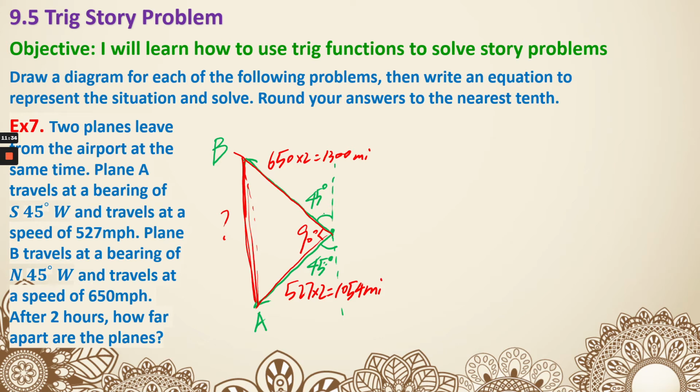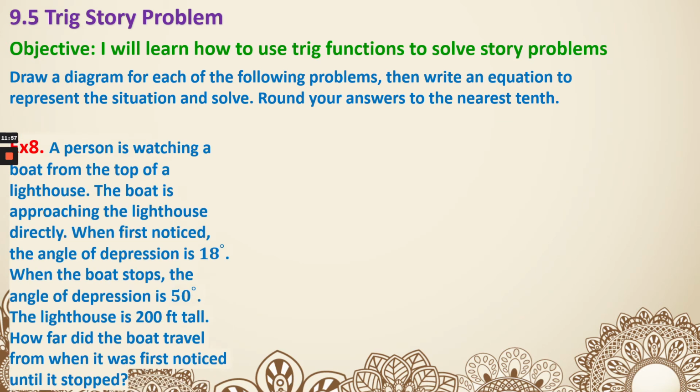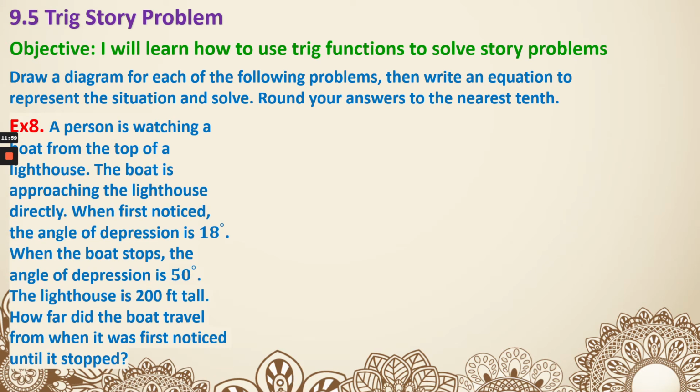So Pythagorean theorem: 1054 squared plus 1,300 squared. Add together, then square root the answer. That will give you 1673.6 miles. And that is how far away the two planes are after 2 hours. That's example 7. Example 8. A person is watching a boat from the top of a lighthouse. Let's say this is the top of a lighthouse.